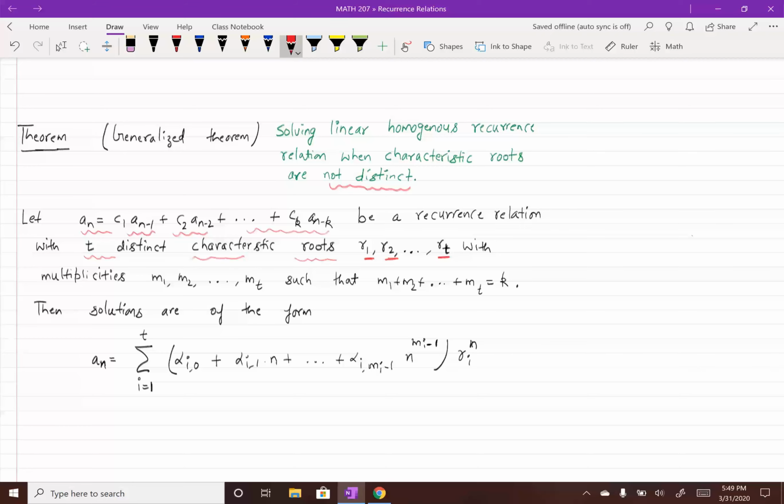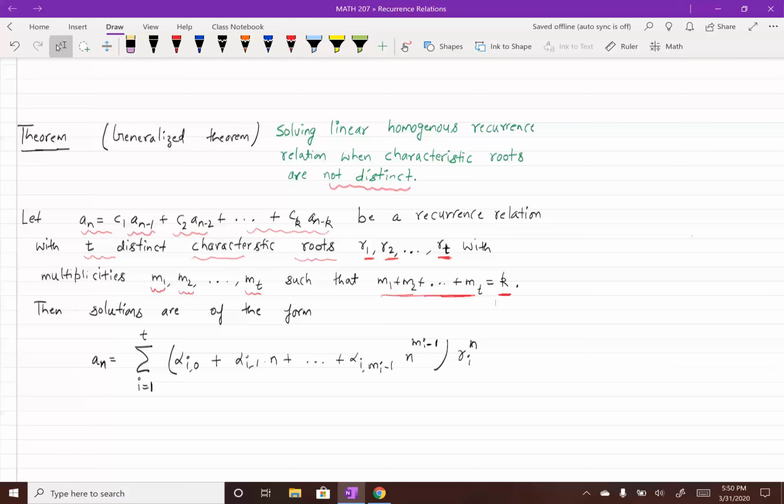So we are assuming those t distinct characteristic roots r1, r2, all the way up to rt, have certain multiplicity. Let's suppose the multiplicity of r1 is m1, the multiplicity of r2 is m2, and all the way the multiplicity of rt is mt, in such a way that if we add all those multiplicities together, that is equal to k, the degree of my recurrence relation.